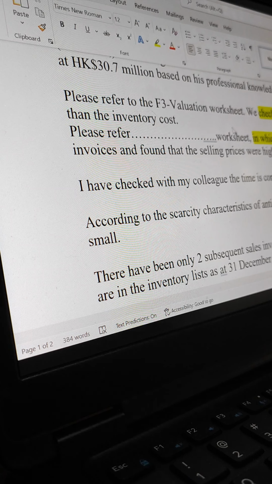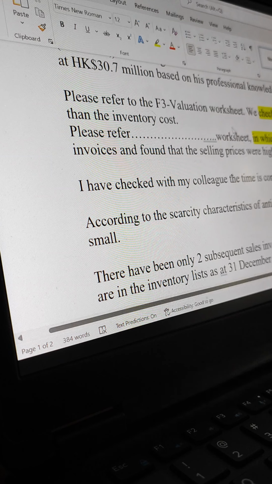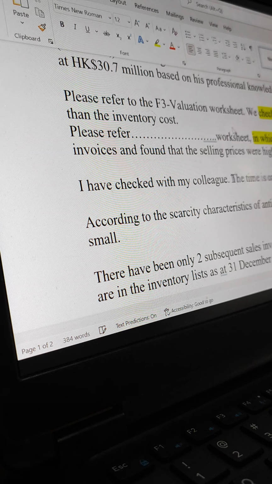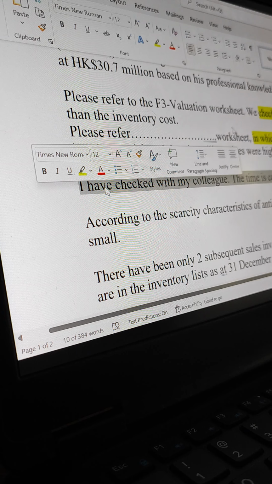You see, 我已經同我同事 check 咗啦，個時間啱。 That's the way that you do that in Chinese, is that you have the 2 points that link together and you have a clear connection between them. So if you try to think about it like this, that I make these into 2 sentences, instead of saying, I have checked with my colleague the time is correct, see, that's not right in English.